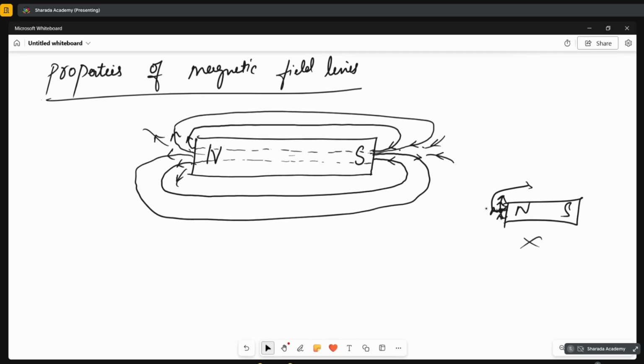So whenever you are drawing the diagram also, you should draw it in such a way that they don't intersect. They will ask for diagrams also, so at that time you should not intersect them. They will not be marked.